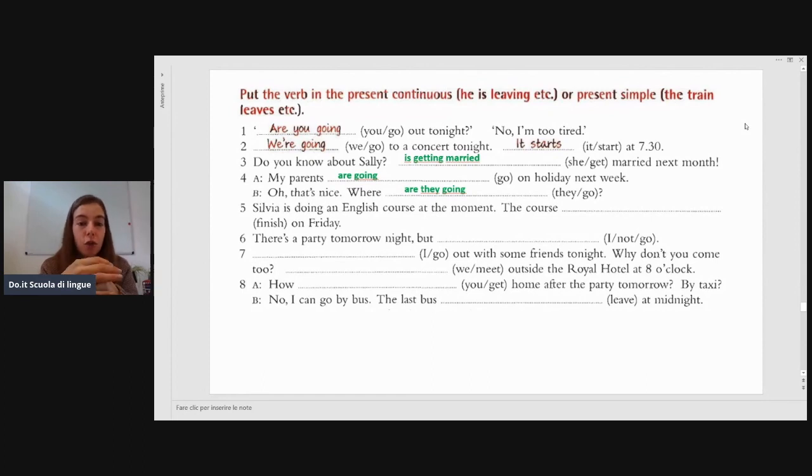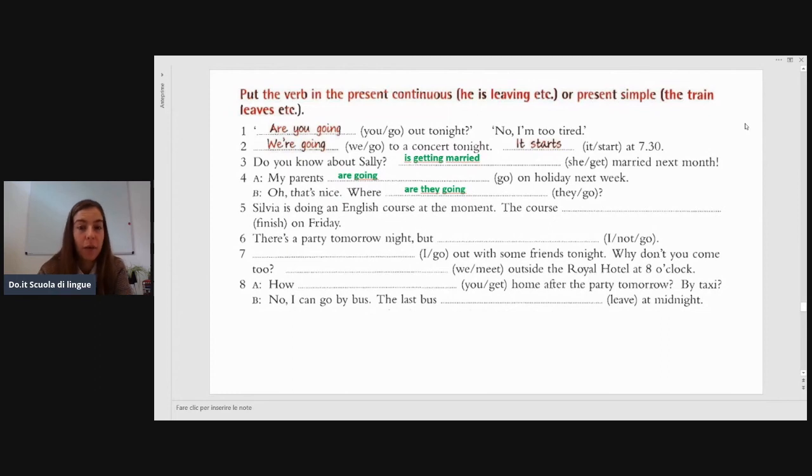Sylvia is doing an English course at the moment. The course finishes or is finishing on Friday? Hey, Massi, so nice to see you. She's getting married. Yes, yes. Okay, guys. Okay, Margarita says finishes on Friday, and that is, guys, the right answer.